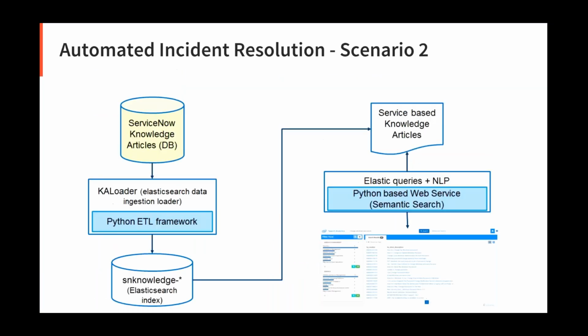And the second scenario is the most interesting one, where we kind of built a search engine. You can think of it that way. So we had all the ServiceNow knowledge articles. ServiceNow is a tool pretty much which is used for incident management. And we built an ETL pipeline which parsed the data, pre-processed the data using all the text pre-processing steps we briefly described, and it dumped it into an Elasticsearch index.